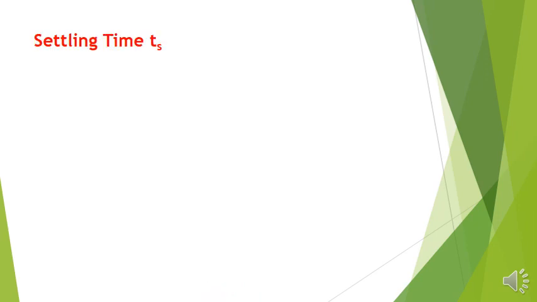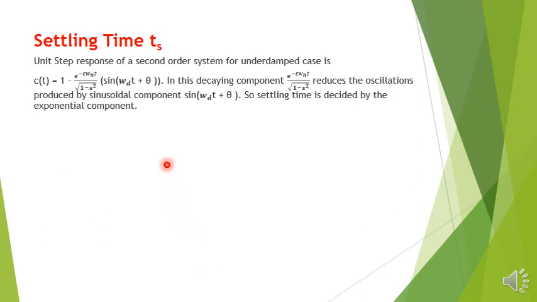So next is the settling time. We will consider the same unit step response of a second order system. For the underdamped case, C of t is equal to 1 minus e to the power minus zeta omega n t, over root of 1 minus zeta square, sine of omega d t plus theta. In this, the exponential term is a decaying component which reduces the sinusoidal oscillation. As we might have seen in the waveform, that sinusoidal oscillation decays after some time. So this is the component which decays the sinusoidal component. So settling time is decided by the exponential component.